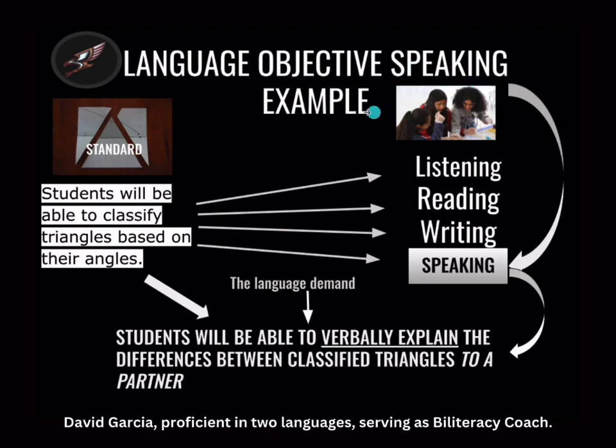This is a speaking language objective. So we have the standard, whatever the standard that is. And then this is our content objective. Students will be able to classify triangles based on their angles, but it really doesn't tell us how the students are going to accomplish that. It's just sort of like a content objective that needs to be accomplished through the 4 domains.